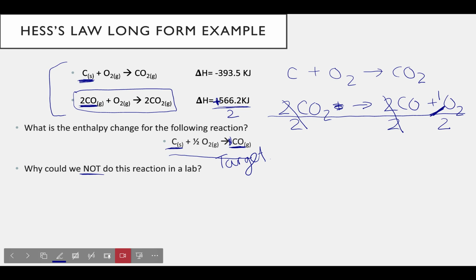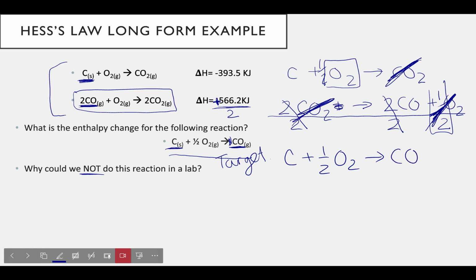Now we're able to add these two equations together. So adding this up, I would see my carbon dioxide canceling, and over here we have a whole oxygen, and here we only have a half. So half of this one will cancel with half out of the whole, leaving just a half. So if I take a look at what's left over, I have carbon plus half an oxygen giving carbon monoxide.